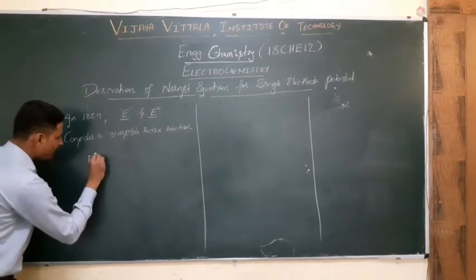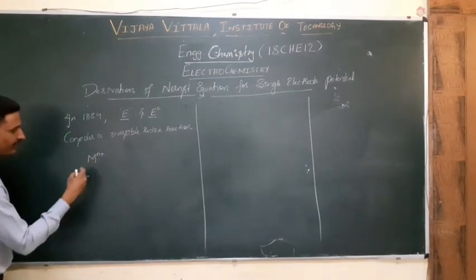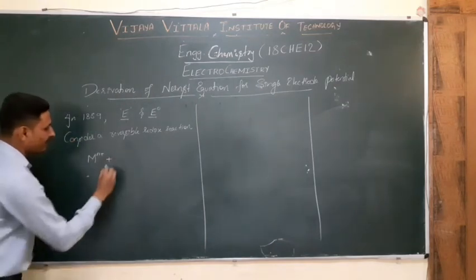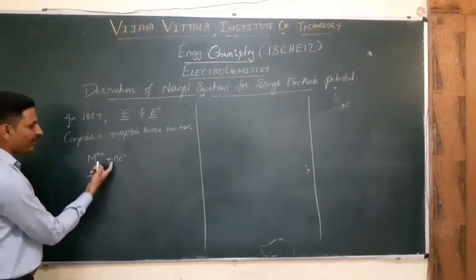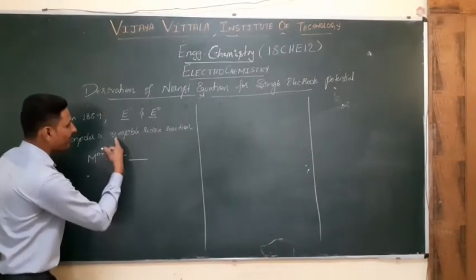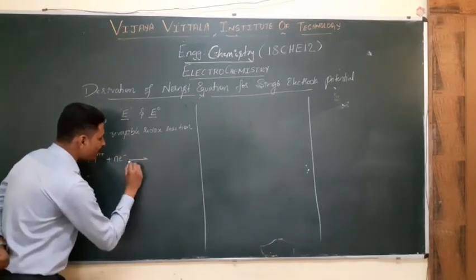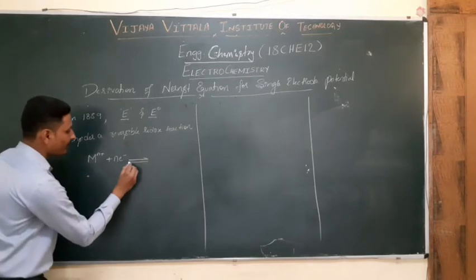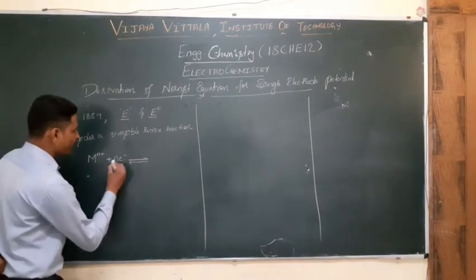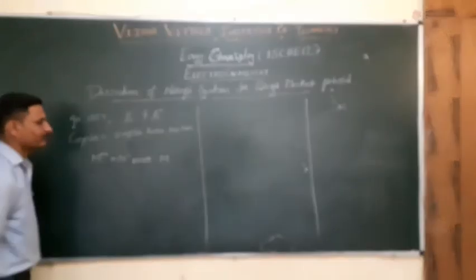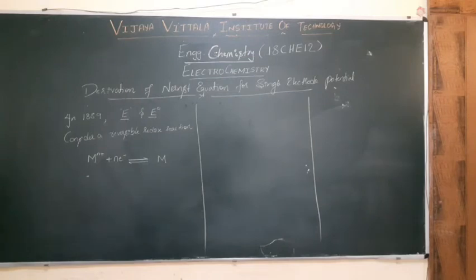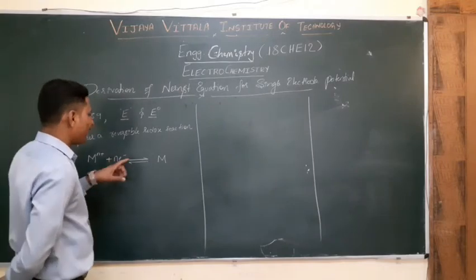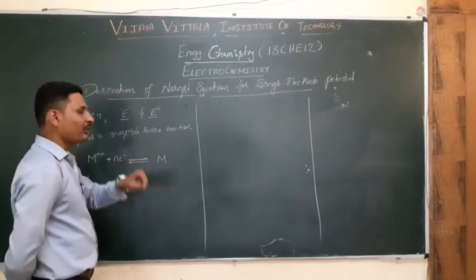Here M^n+ metal ions plus n electrons. That means metal ions get reduced by gaining n number of electrons, and we are considering a reversible reaction, which is the indication of a reversible reaction, which gives rise to metal.